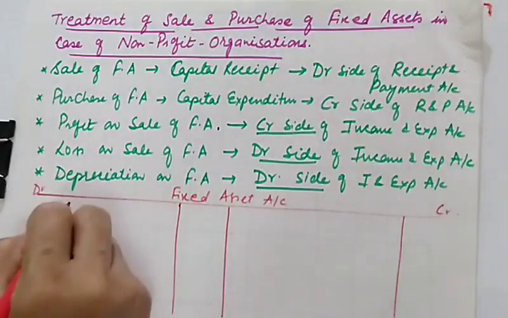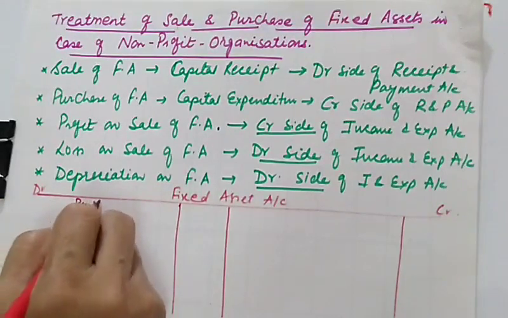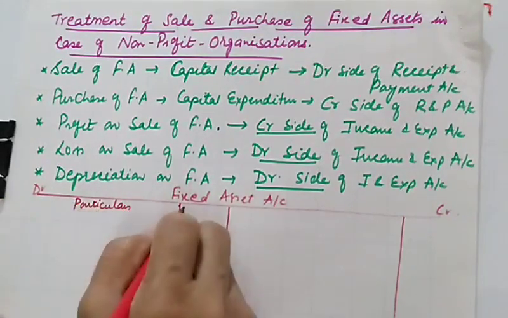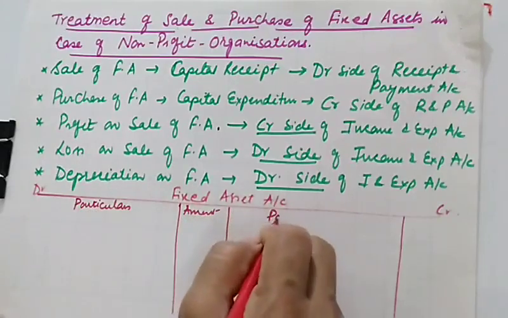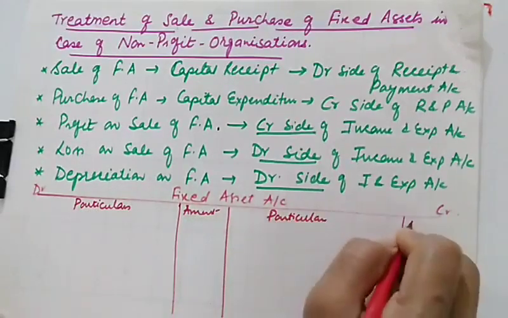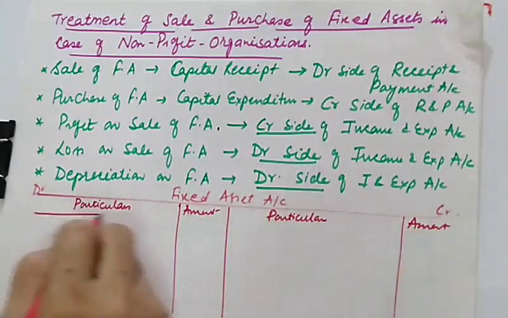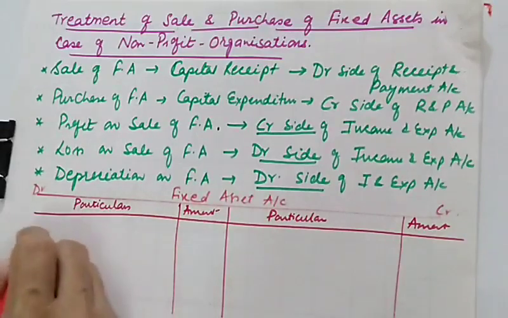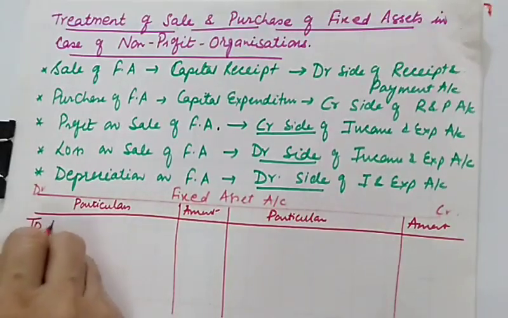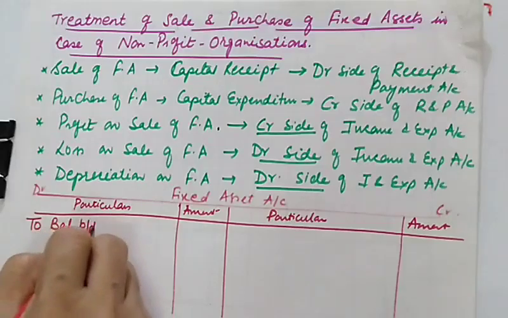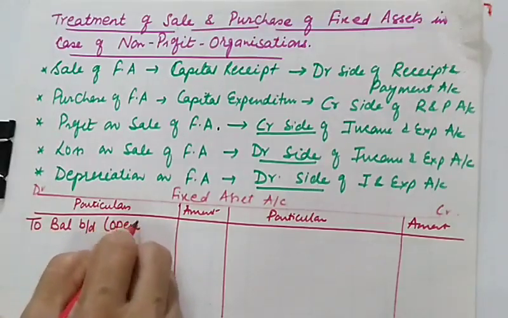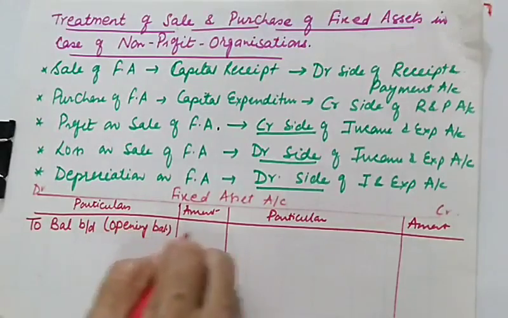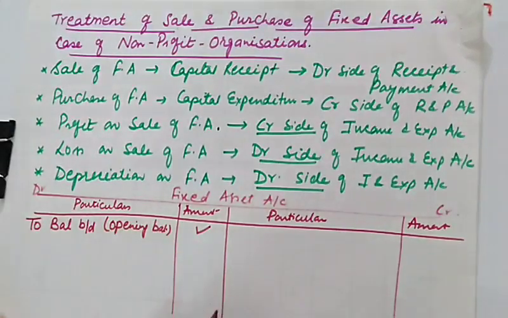So here particulars, amount, and when you are drawing properly, then date column as well as LF column will be there. So the initial balance, it will be to balance brought down, opening balance. But if suppose recently it is purchased, in that case we will be writing to bank, and opening balance here, so closing balance will be written here.